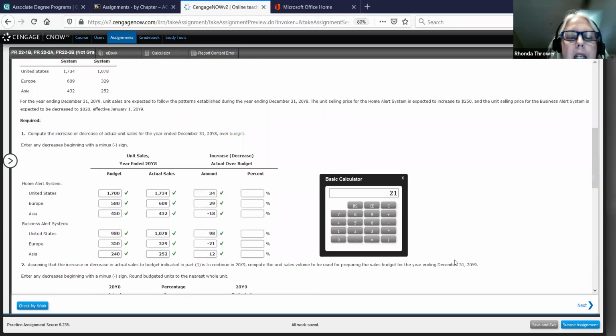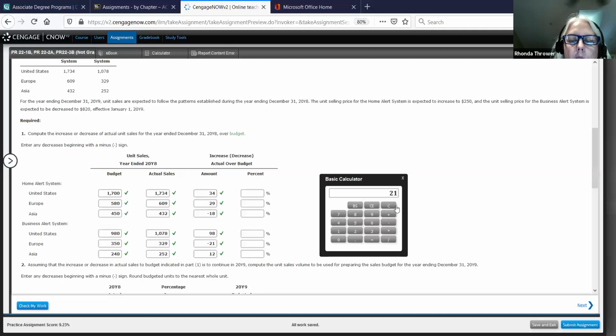And we're okay to proceed. Now what they want here is the percentage of increase. And the way you find that is you take the amount of the increase or the decrease and you divide it by your budgeted amount.